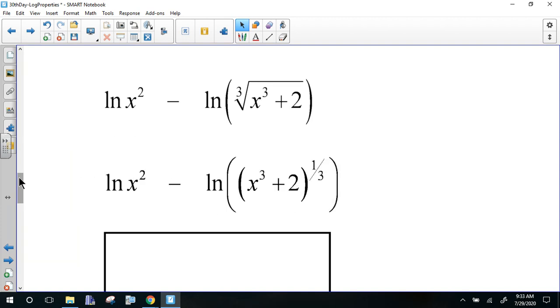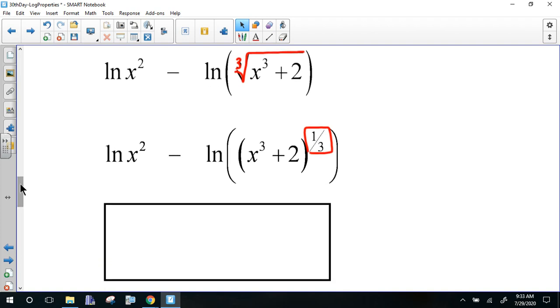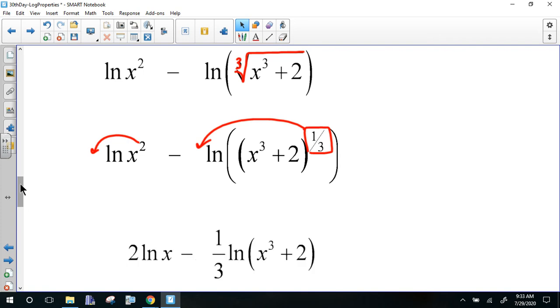Next, I'm going to take care of this cube root. This cube root right here needs to go away. So that's going to make my exponent 1/3. In the next step, I'm going to bring my exponents out front of the logs.